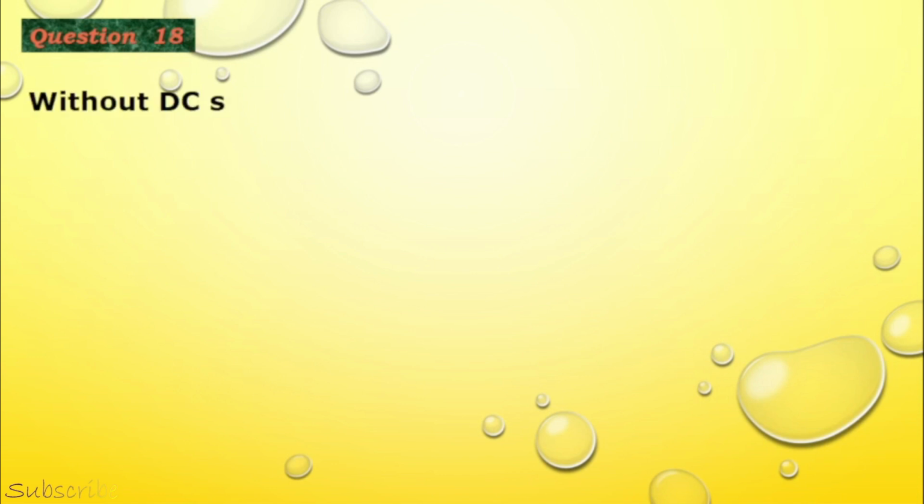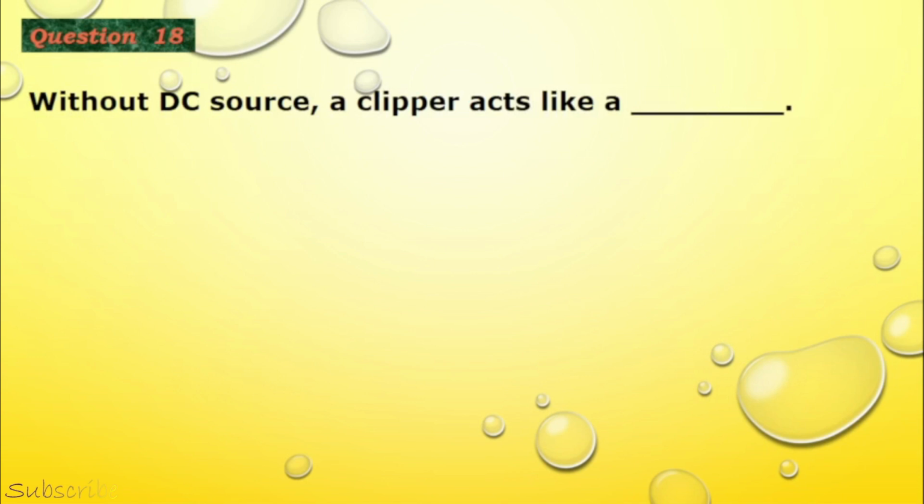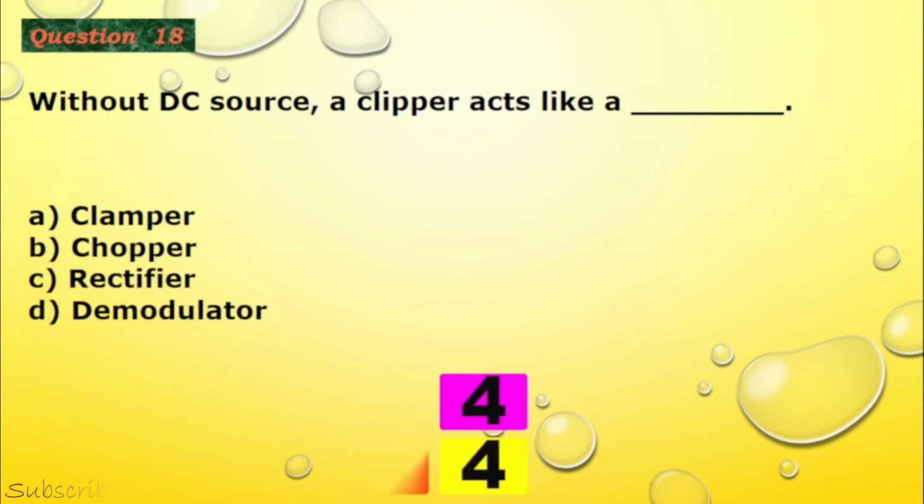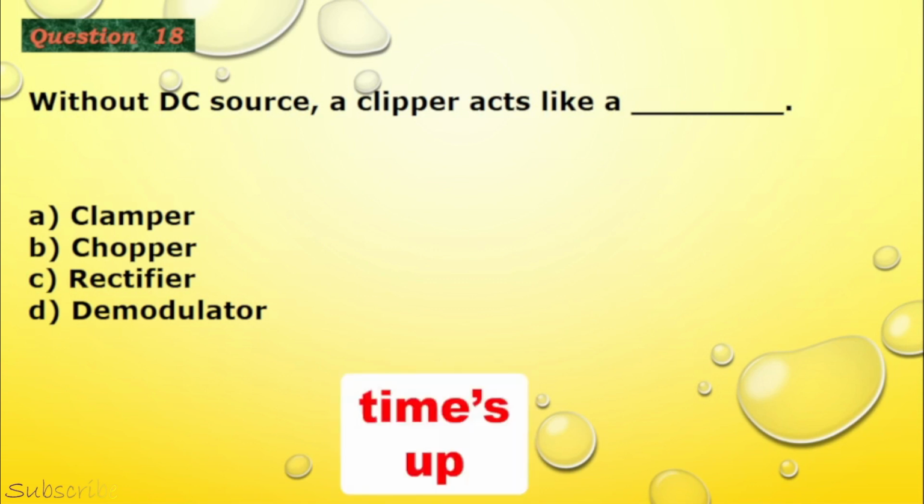Question number 18. Without DC source, a clipper acts like a blank. A. Clamper. B. Chopper. C. Rectifier. D. Demodulator. The correct answer is letter C. Rectifier.